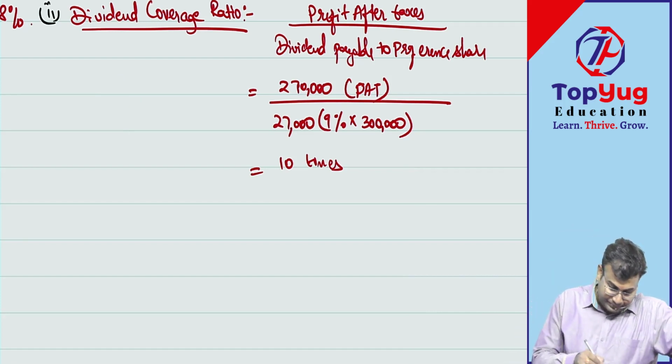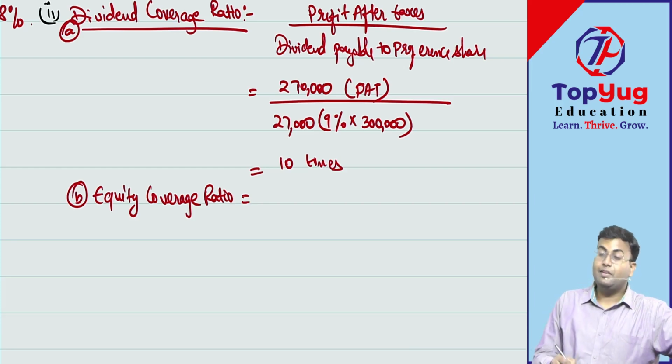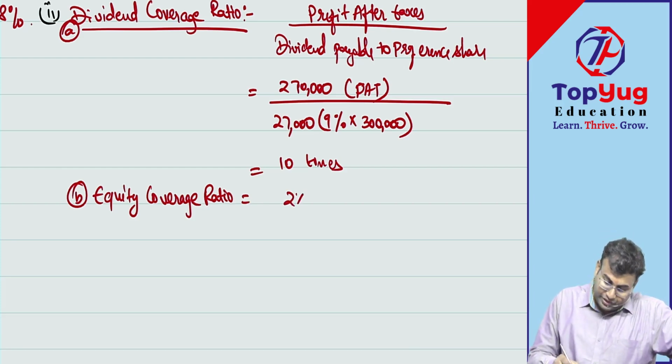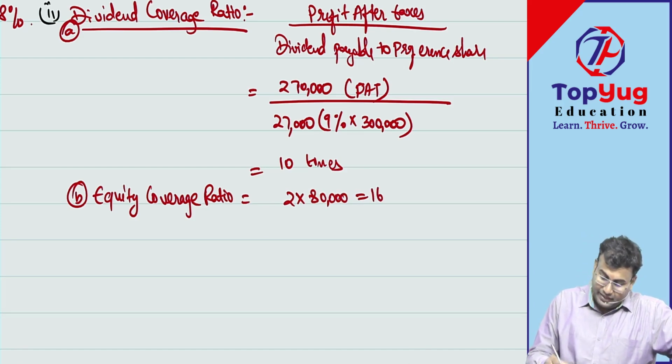Equity coverage ratio, that is A. So one more dividend we are paying, that is equity dividend, so the equity dividend coverage ratio. How much equity dividend are we paying, sir? We are paying 2 per share into the number of shares, 80,000, I believe. So we have an equity dividend of 1,60,000. This is my equity dividend.